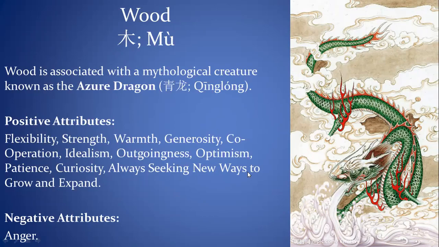So the central concept of wood is that it heralds new life and growth. So its positive attributes largely revolve around concepts of nurturing and expanding, either yourself or other people. But the negative emotion associated with wood is anger, which may seem a little bit odd.